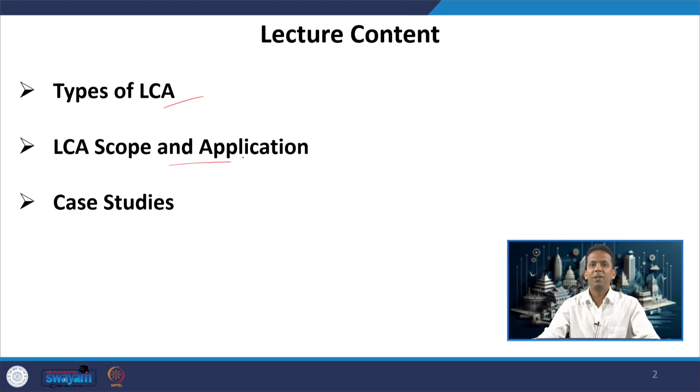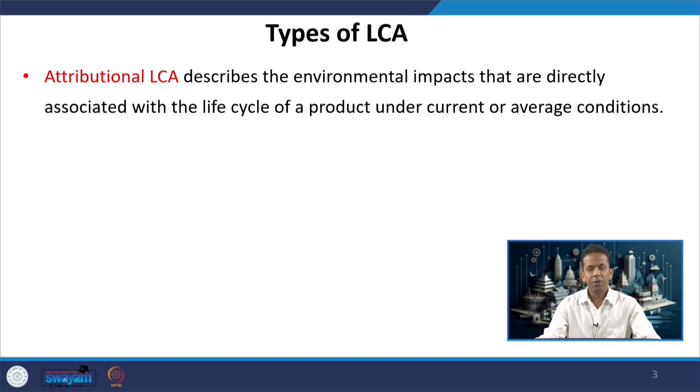Then LCA scope and application: what is the scope of things which LCA covers, and what are the possible sectors and types of application where LCA can be used, followed by some case studies. So there are two types of LCA: attributional and consequential.